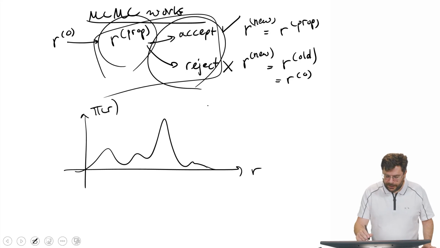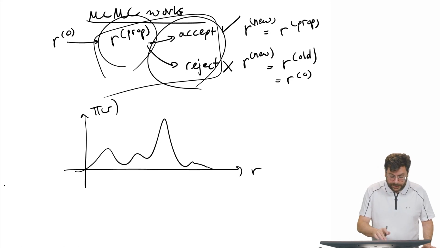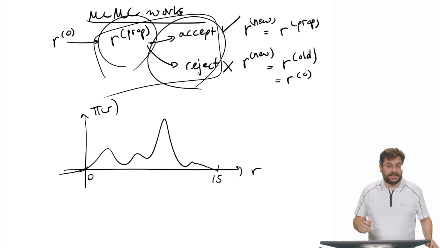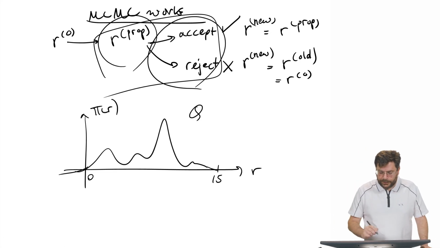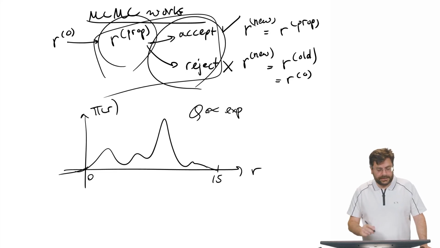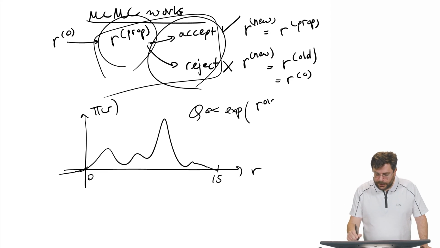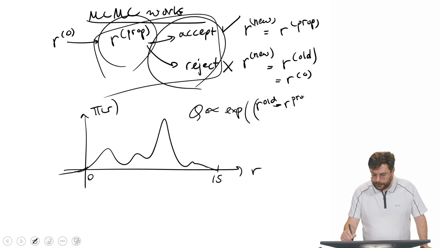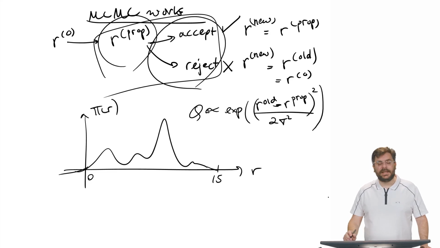In principle, this distribution has support from -infinity to infinity, but maybe here the bulk of the density is from 0 all the way to 15. Let's make it very concrete. Then maybe I can start off with a proposal distribution, let's call it Q, that is a Gaussian. The Gaussian will start off at some R old, and I'm going to make some proposal, and that Gaussian is going to have some kind of variance.